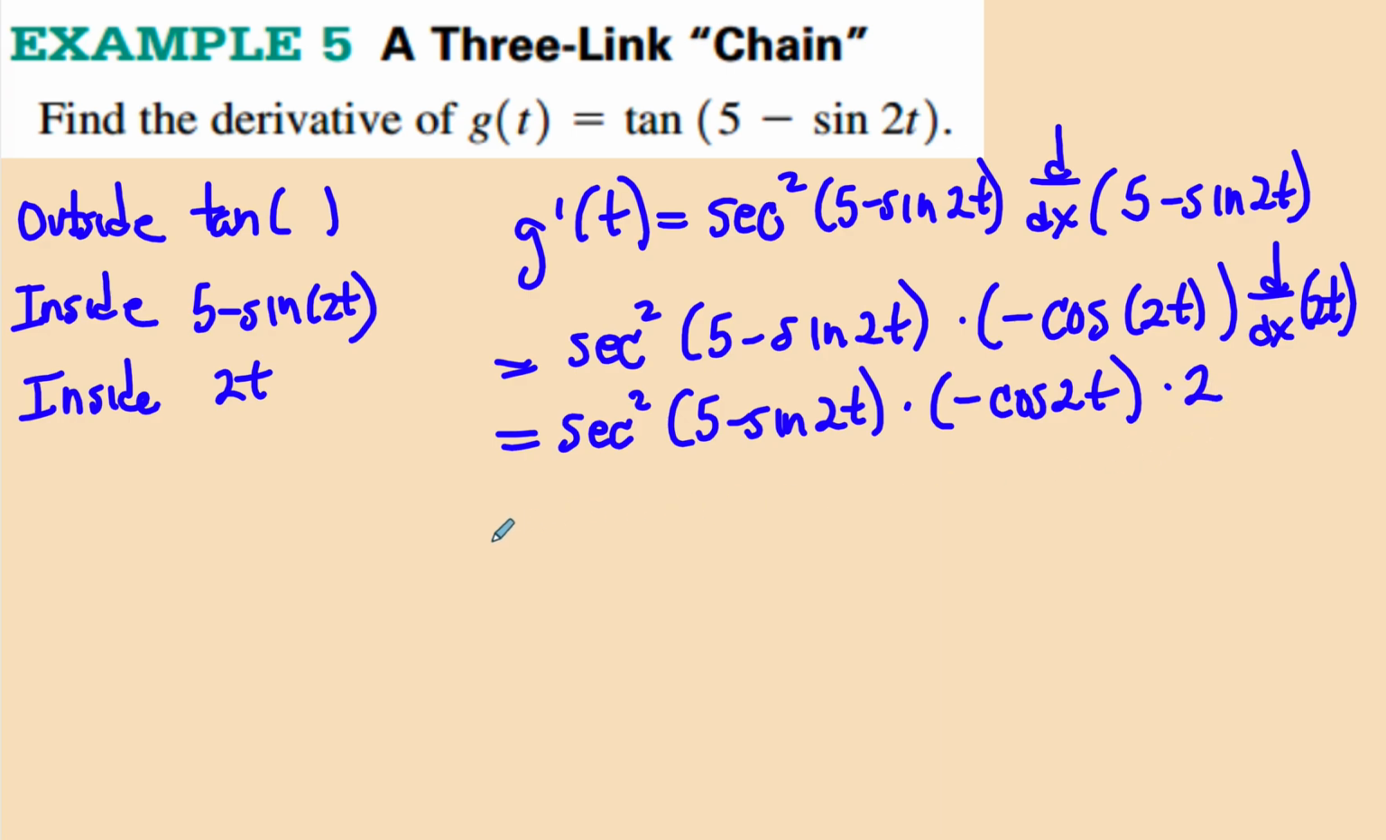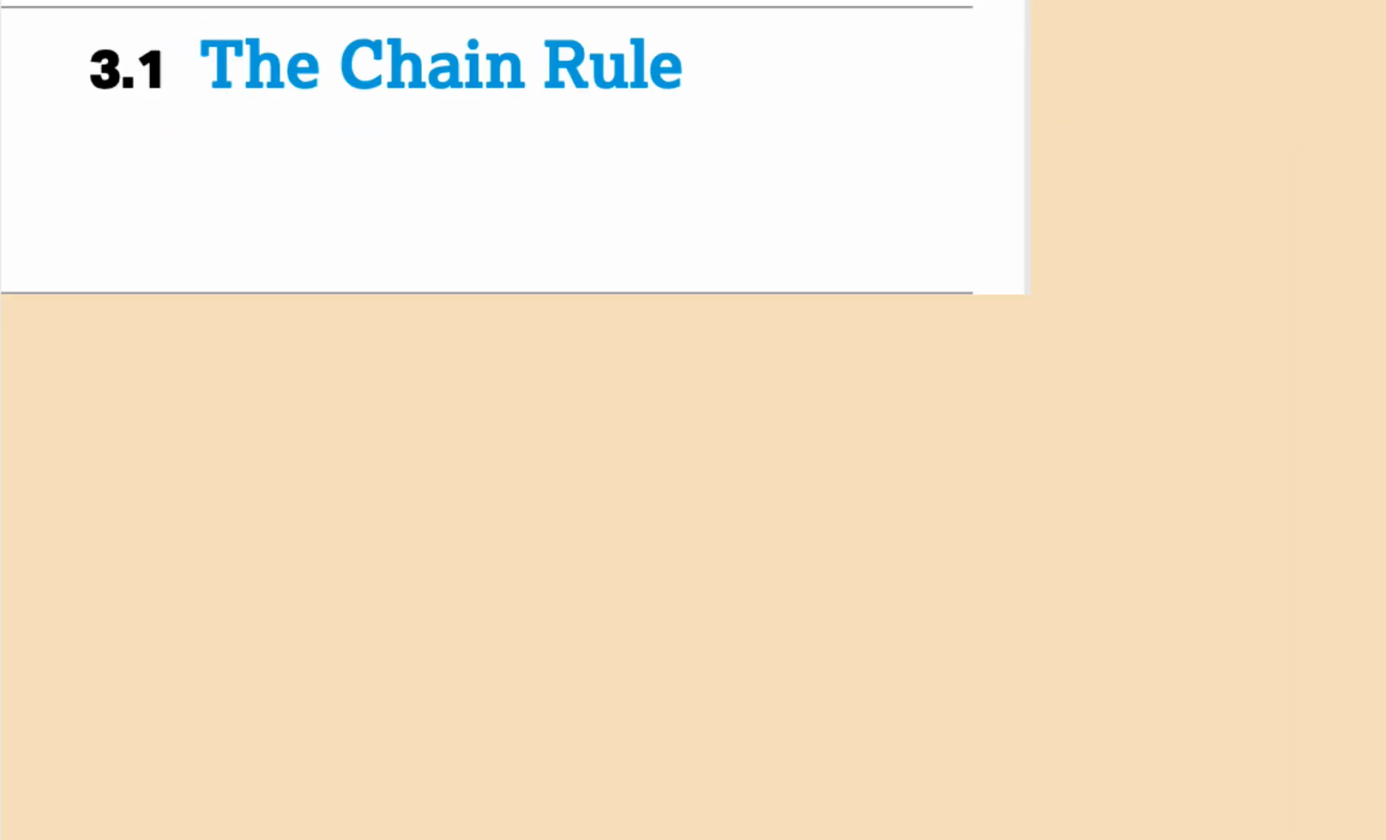And I'm going to clean this up. I like to write the negative and the 2 in the front. I think I'll even put the cosine there, and then times it by the secant squared of 5 minus sine 2t. Okay, and that's the end.